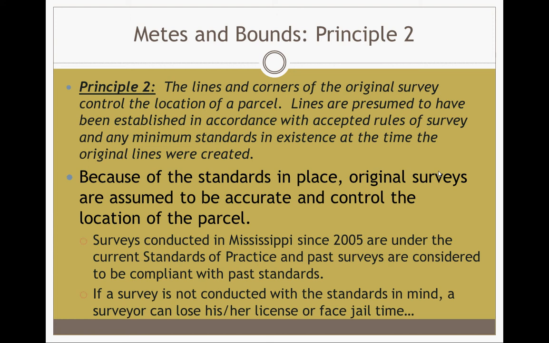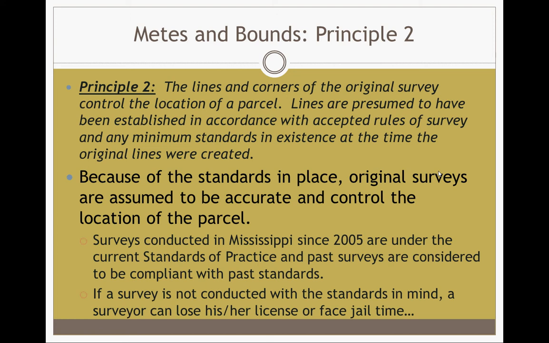Now, because we have standards of practice, and even back in the 1830s there was a semblance of standards of practice in the law ordinances and in the acts made by Congress, original surveys are assumed to be accurate and control the location of the parcel. We still go back to the 1830s original surveys.